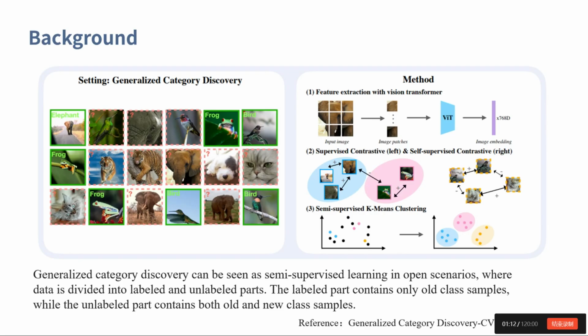The CVPR 2022 method is relatively simple. Supervised contrastive learning is applied to the labeled data, while self-supervised contrastive learning is applied to the unlabeled data. At test time, features are clustered using semi-supervised k-means to obtain predictions. Since then, many follow-up works have emerged.